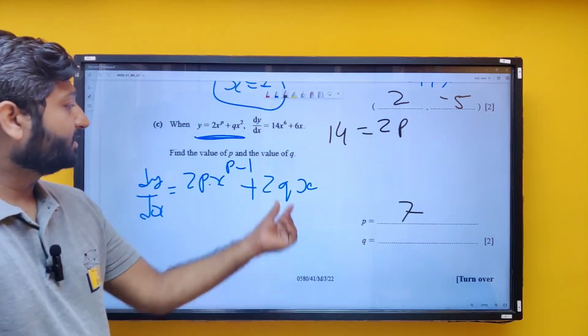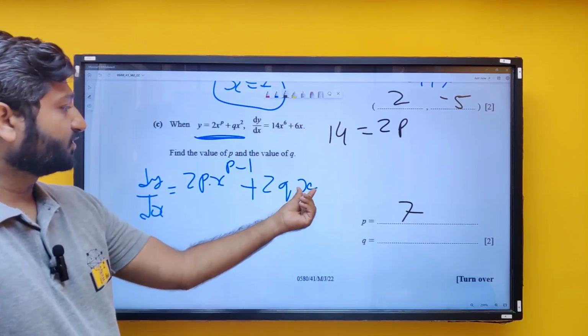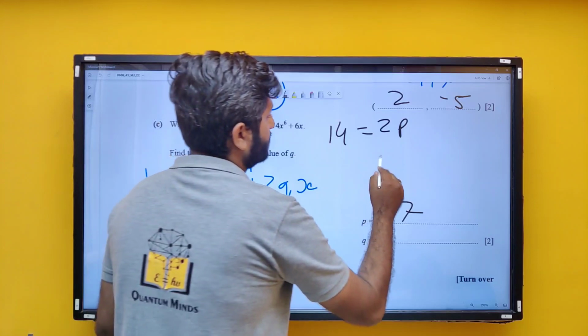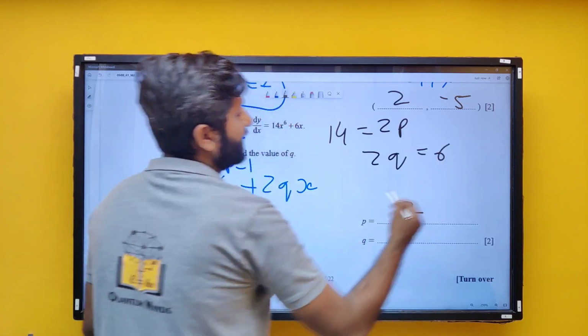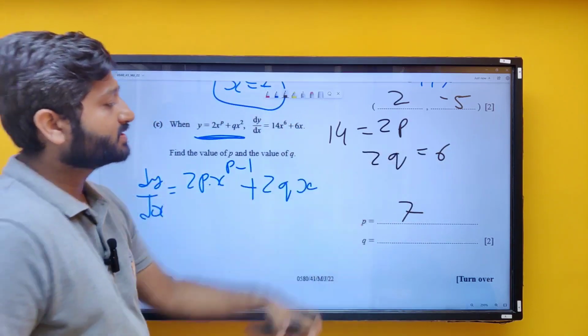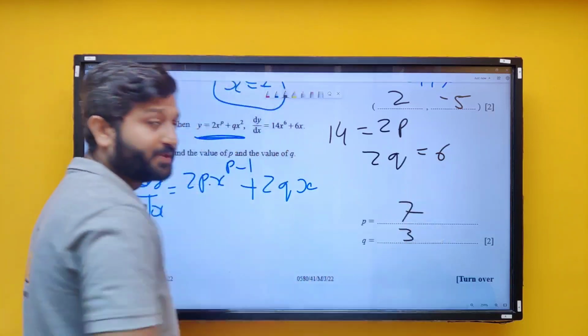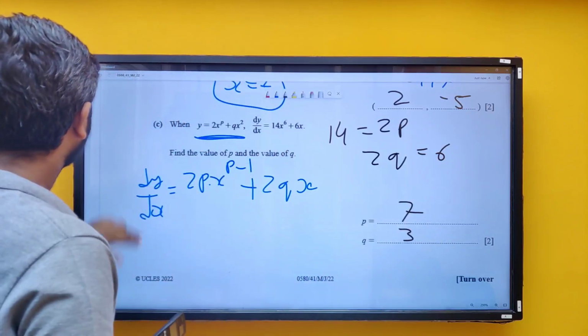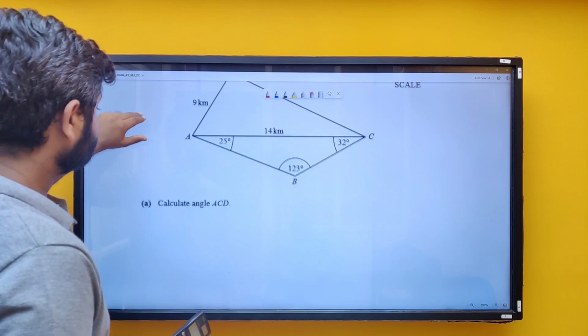And the coefficient of x is 6. Here the coefficient of x is 2q. So 2q equals 6, and similarly q is 6 by 2, which is 3. Right? Let us move to the next question.